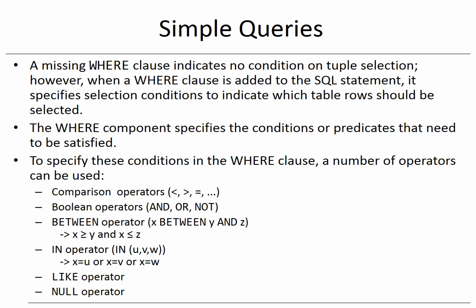The SQL queries we discussed thus far only included a select and from component. A missing where clause indicates no condition on tuple selection. When a where clause is added to the SQL statement, it specifies selection conditions to indicate which table rows should be selected. A number of operators can be used in the where clause, such as comparison operators, Boolean operators, the between operator, the in operator, the like operator, and the null operator. Let's illustrate this with some examples.